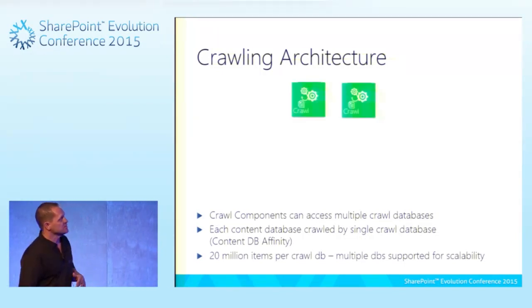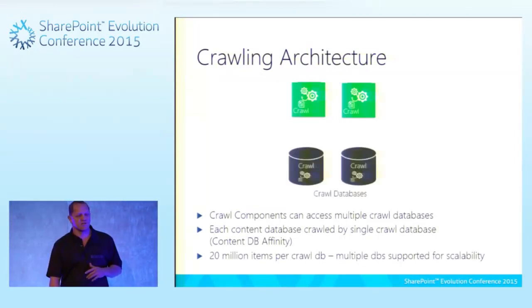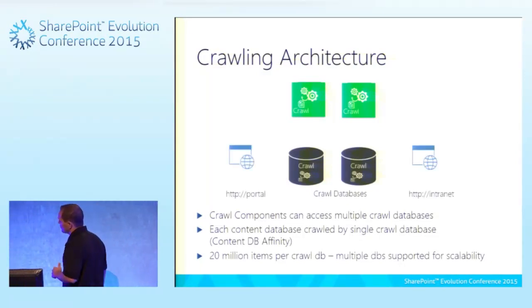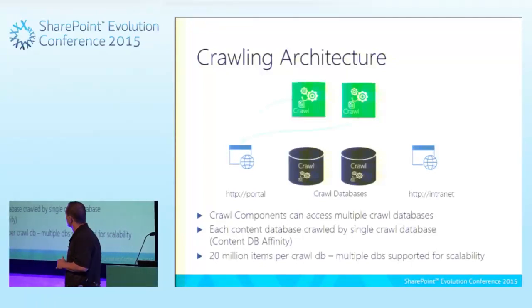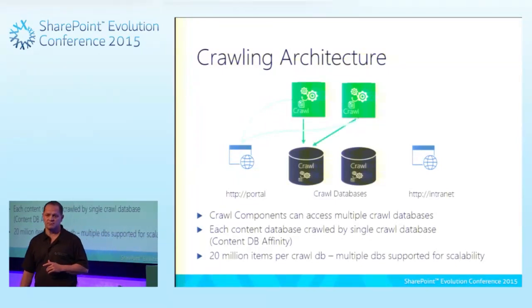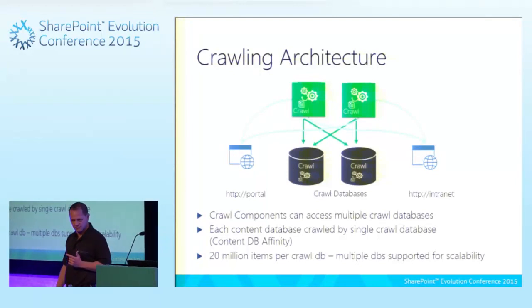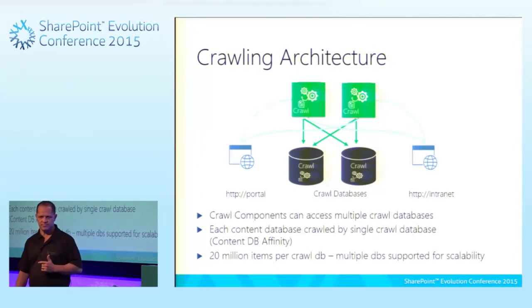And how that works is, in this case, we have 2 crawl components. We also have 2 crawl databases. And in our case, we have a portal and an intranet site that we're connecting to. If I'm hitting portal, the 2 crawl components can hit portal, but guess what? They're going to write to a single crawl database. And if I look on the other side, again, it's hitting intranet, it's going to write to the other crawl database. So a crawl component is not isolated to one crawl database.